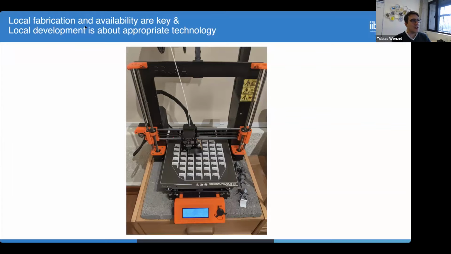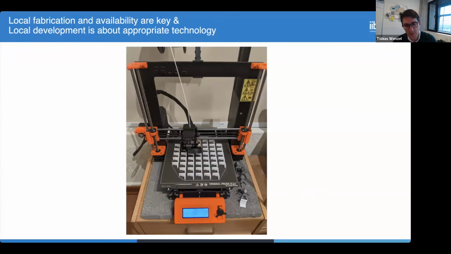And then developing things locally is a lot about appropriate technology. So this is something I'm just going to pull out the definition again that I gave in my paper. Here I have it. So appropriate technology is another term that I would like you to have heard at the end of the seminar.